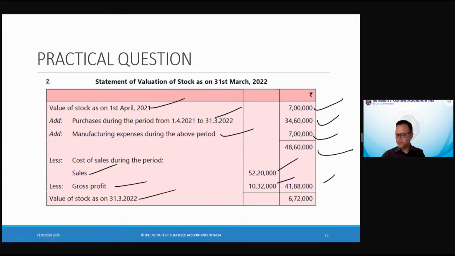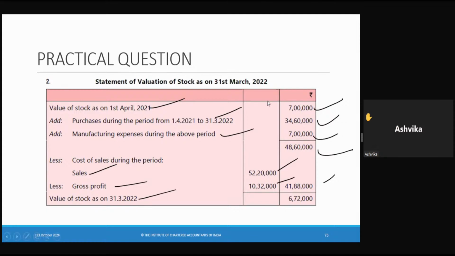Yes, Ashwika. Sir, I have a small doubt, sir. There are some questions where we minus sales and add purchases, and sometimes we add sales and minus the purchases, sir. So in which situation should we do this, sir? I'm getting confused on that.